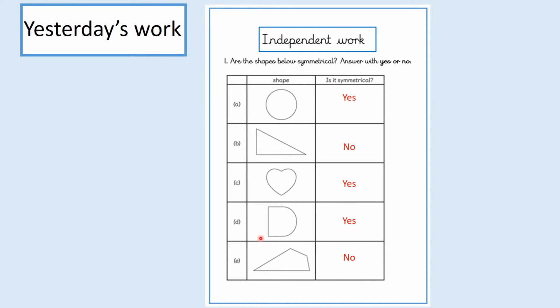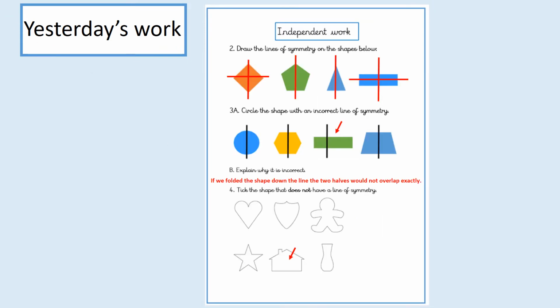D, we have an irregular shape actually, a strange looking shape. It has got a straight side here and a curved side here, but it is symmetrical because we could draw a line of symmetry from this side to this side and the two halves would overlap. E, again we have an irregular shape, a quadrilateral shape with four sides. It is not symmetrical. Again, we couldn't fold it anywhere where each half would overlap.